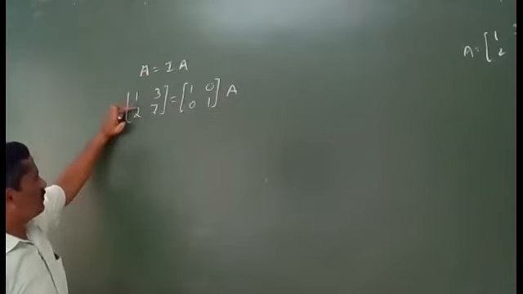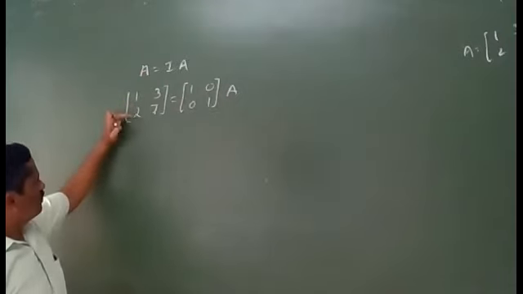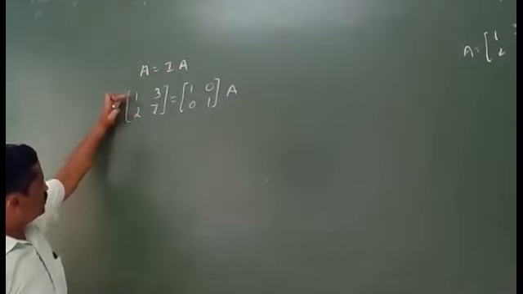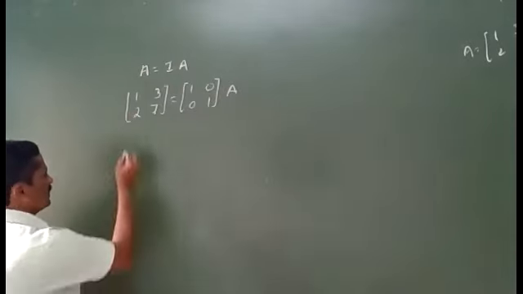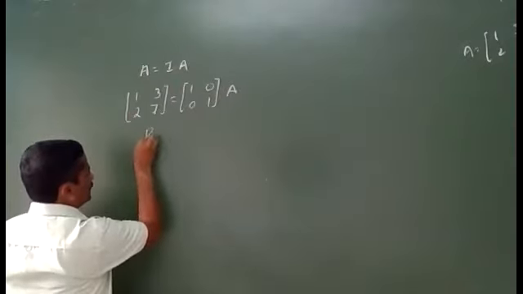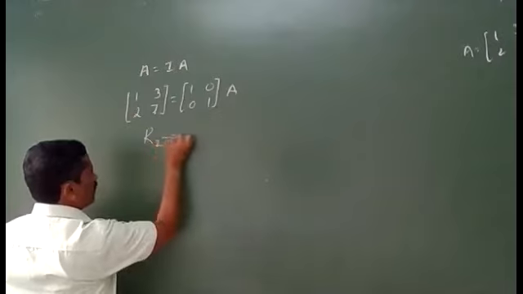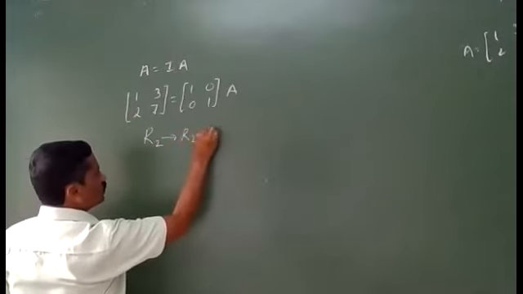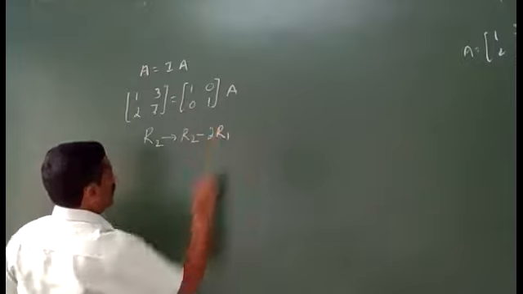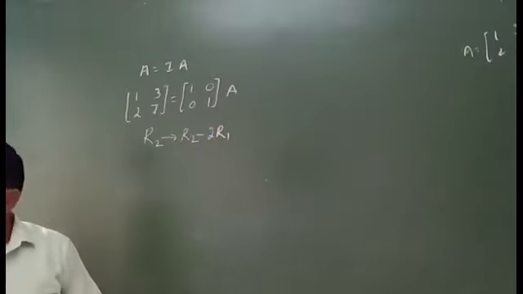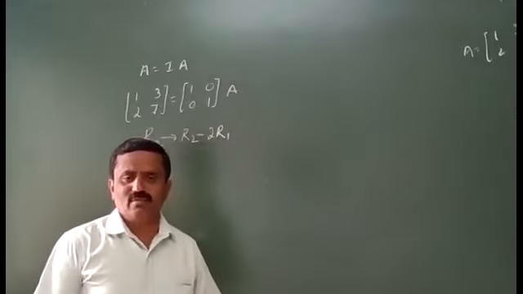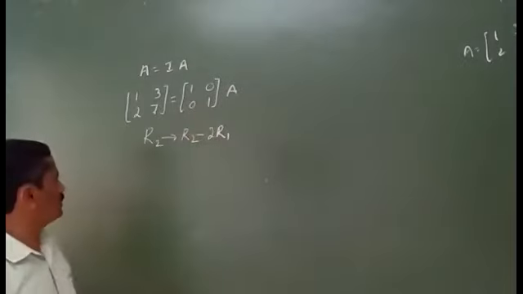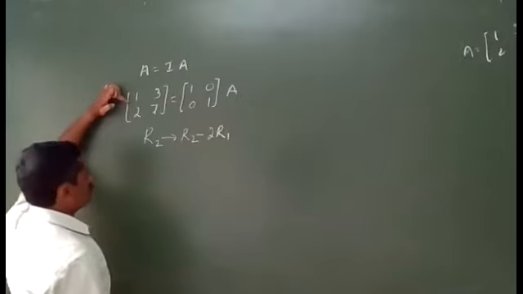So, we have to convert this into the identity matrix. This will be 0. So, multiply the first row by 2 and subtract it from row 2. That is symbolically written as R2 gives rise to R2 minus 2 times R1. Again, simple. They will ask one question for 3 marks from this concept only, 90%.